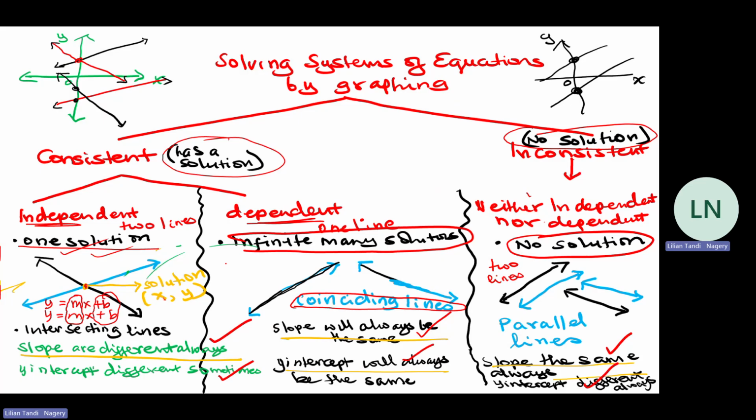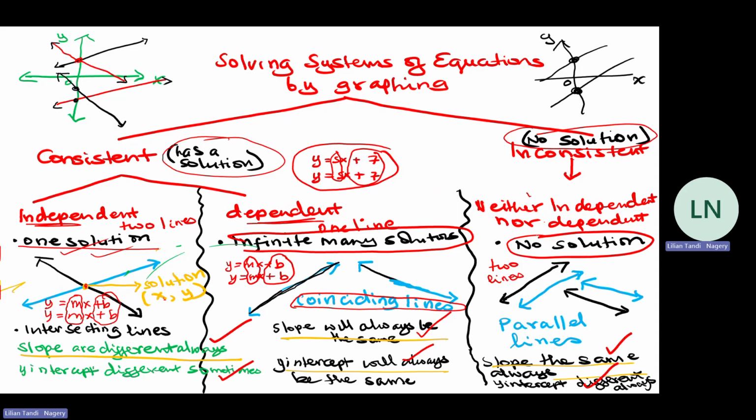When you're looking at your equations, you will have y = mx + b and y = mx + b. If the slope is the same, and the y-intercept is the same, then you will always have infinitely many solutions. What do I mean by that? y = 5x + 7, y = 5x + 7. It is the same equation. The slopes are the same, the y-intercepts are the same, then you have infinitely many solutions. Okay?